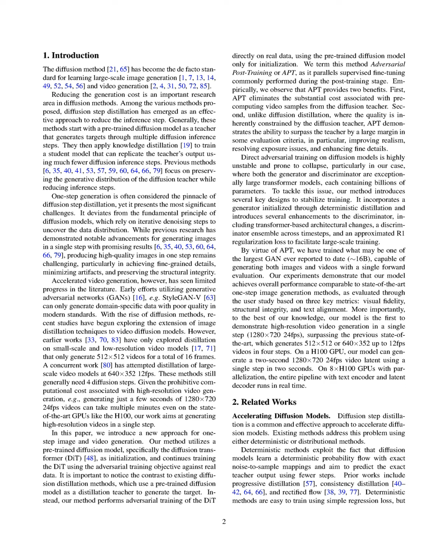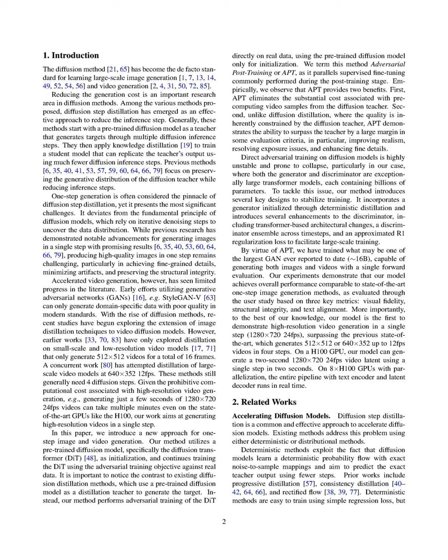APT utilizes a pre-trained diffusion model, specifically the diffusion transformer, DiT, for initialization and then performs direct adversarial training on real data, which allows it to surpass the quality constraints imposed by the diffusion teacher. This approach eliminates the substantial computational cost associated with pre-computing video samples from the diffusion teacher and enhances the realism, fine details, and structural integrity of the generated outputs.